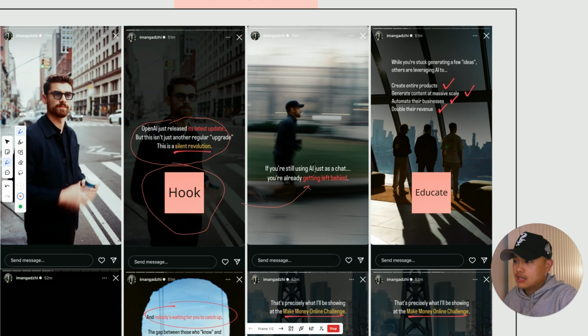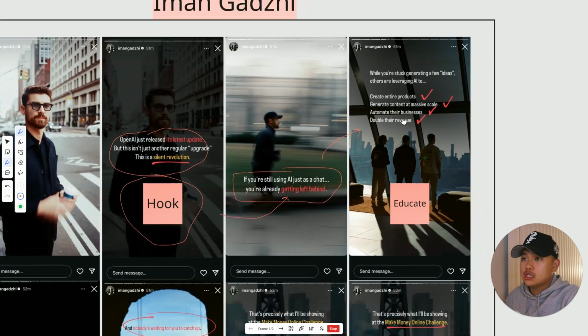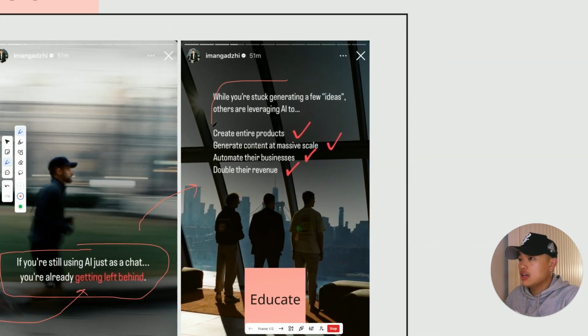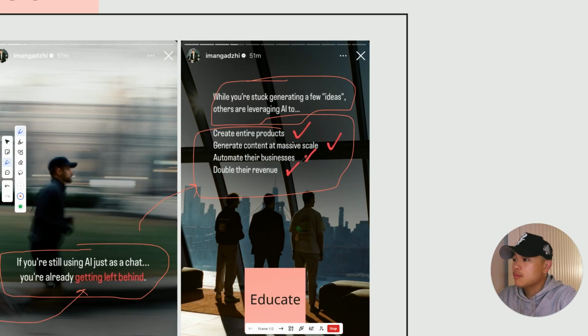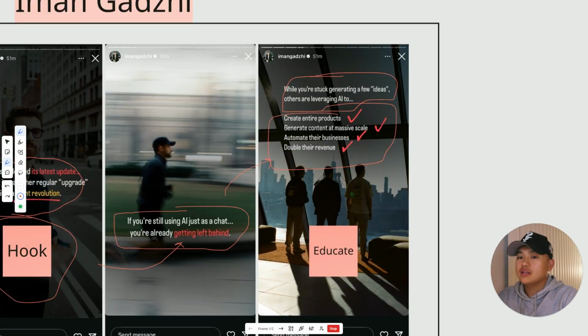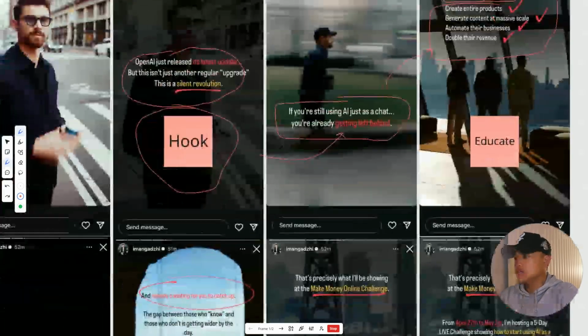Or I guess this next slide here, it's a hook as well. If you're still using AI just as a chat, you're already getting left behind. And this is the part where he educates people. While you're stuck generating a few ideas, others are leveraging AI to create entire products, generate content at massive scale, automate their businesses, and double their revenue. And so when looking at this, he's stating that other people are using AI as more than just help for their homework or whatever. They're actually making money off of this. And this is what he's pushing towards when he's educating.